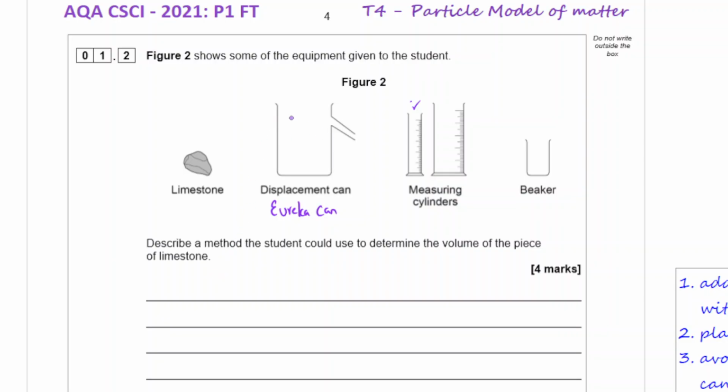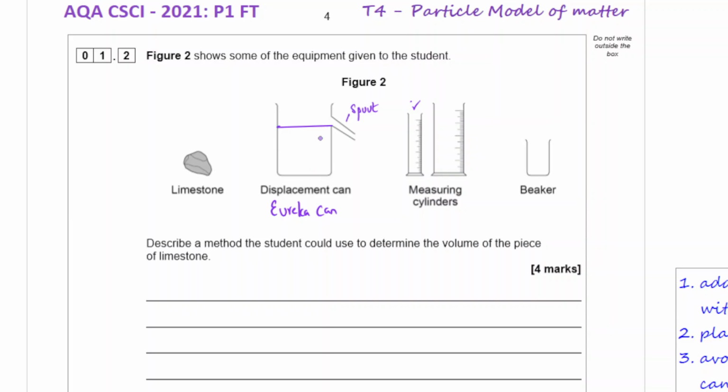First of all, you'll take the displacement can and you will fill it with water. Now you can use either the large measuring cylinder or the beaker to fill it up with water. Now when you pour it with water, the water will actually reach up to this point. Now this bit is the spout and it'll start pouring out. So you can never add more water than this level anyway.